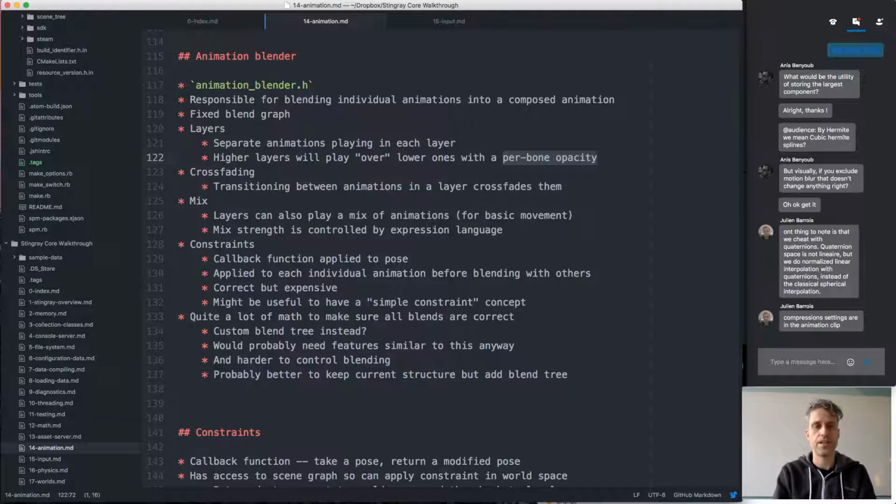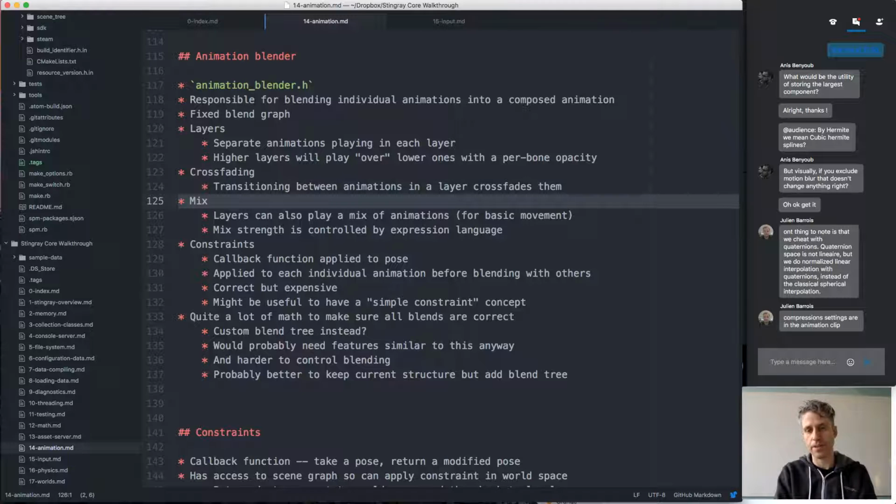The other thing that's supported in the blend graph is crossfading. Crossfading happens when we transition between animations in one layer. So if you go from running to jumping in the base layer, we do a crossfade from the running animation into the jumping animation to get a smooth blend between them. We also support mixing animations.